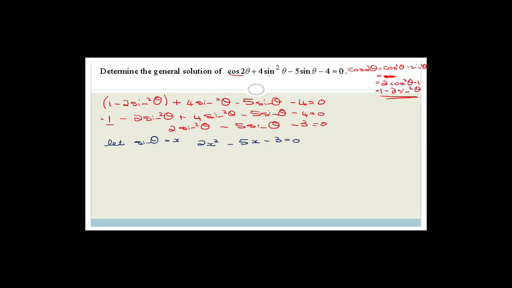How easy is that? So do you agree we can then say, okay, fine, let's just factorize this. The factors of 2 are 2 and 1. The factors of 3 are obviously 3 and 1 or 1 and 3. Okay, this minus tells me that the signs have to be different, and this minus tells me the bigger one must be a negative. So we're going to cross multiply. So 2 times 1 is 2, and 1 times 3 is 3.